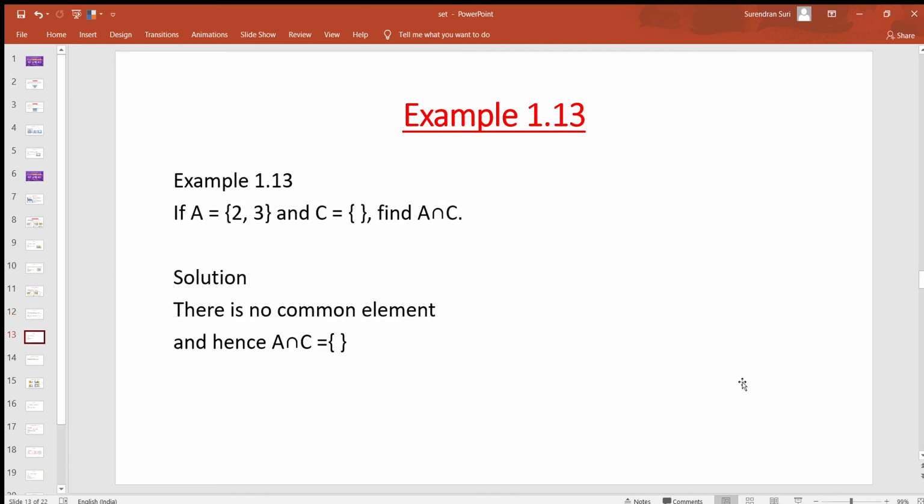Next we will go to example 1.13, where A is equal to the set of 2 comma 3 and C is equal to an empty set, find A intersection B. Here if you see, it has the elements 2 and 3, and here it has no elements. So there is no common element between A and B. Hence A intersection B is equal to the empty set. Here it has no elements, here it has only 2 and 3, so there is nothing common in both. So A intersection B is also equal to the empty set.